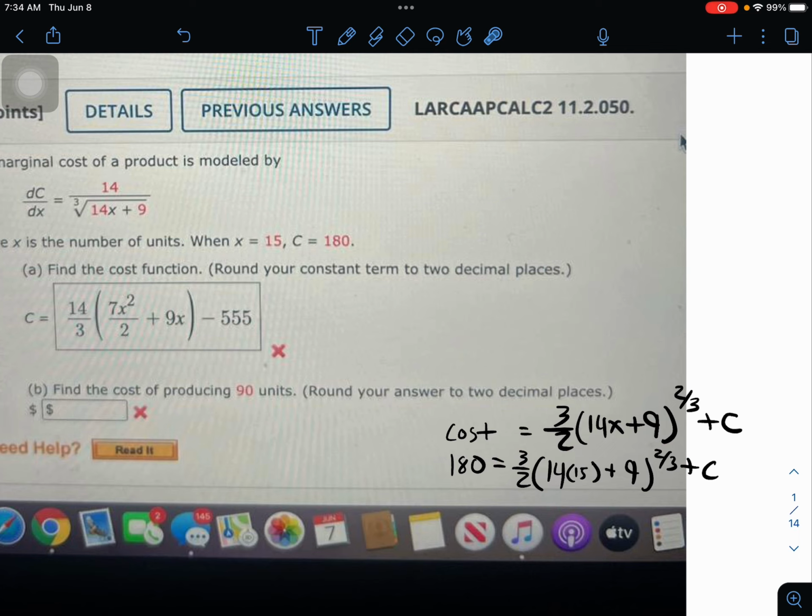So go to Desmos or whatever calculator you use and plug that into it. Now I'm going to do that myself because I have no idea what that's equal to. So I'm going to go to Desmos. It's an online calculator. You use whatever calculator you use, and I'm going to type that in. I'm going to go 3/2 times 14 times 15 plus 9.